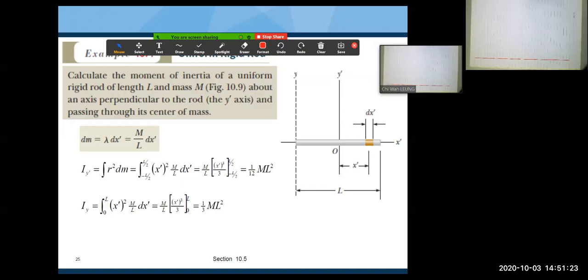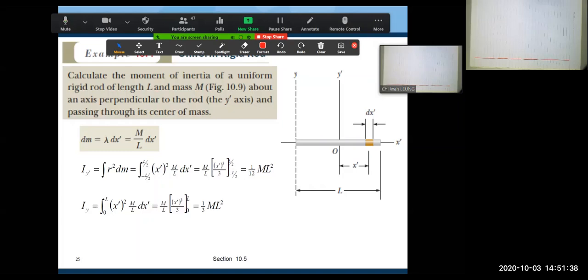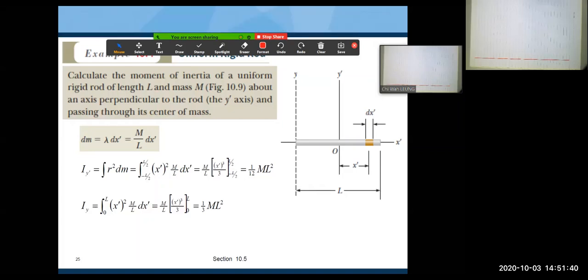Lambda is equal to m divided by L for a rod with uniform density. And the cross-section would be uniform as well. So you are just changing the location from the center of rotation.